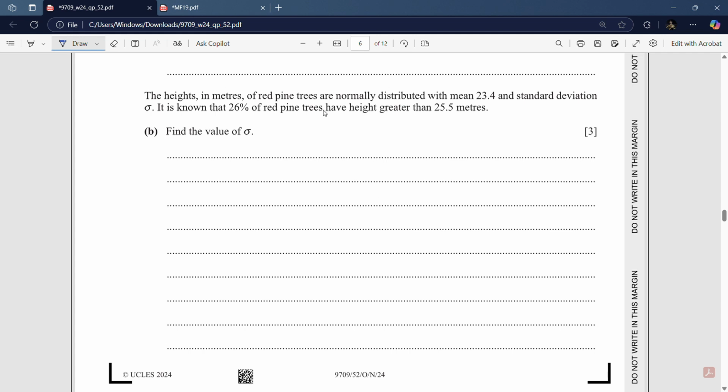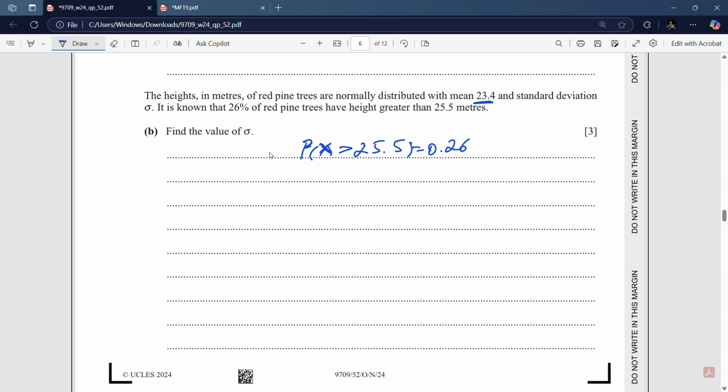The heights in meters of red pine trees are normally distributed with mean 23.4 and the standard deviation. It is known that 26% of red pine trees have height greater than 25.5 meters. Find the value of standard deviation. So let's first write a statement that we have. So probability of getting x greater than 25.5 was 0.26, and here we do the reverse of what we did in 4a.